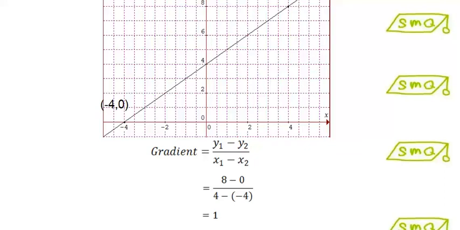A point of carelessness is that some students would let the gradient be the change in x divided by the change in y. This is incorrect. The gradient is always calculated as the change in vertical over the change in horizontal.